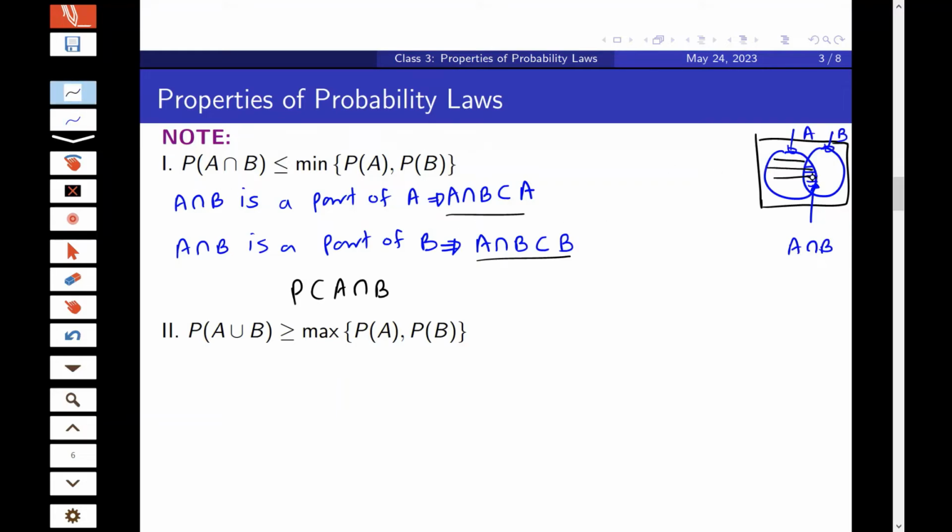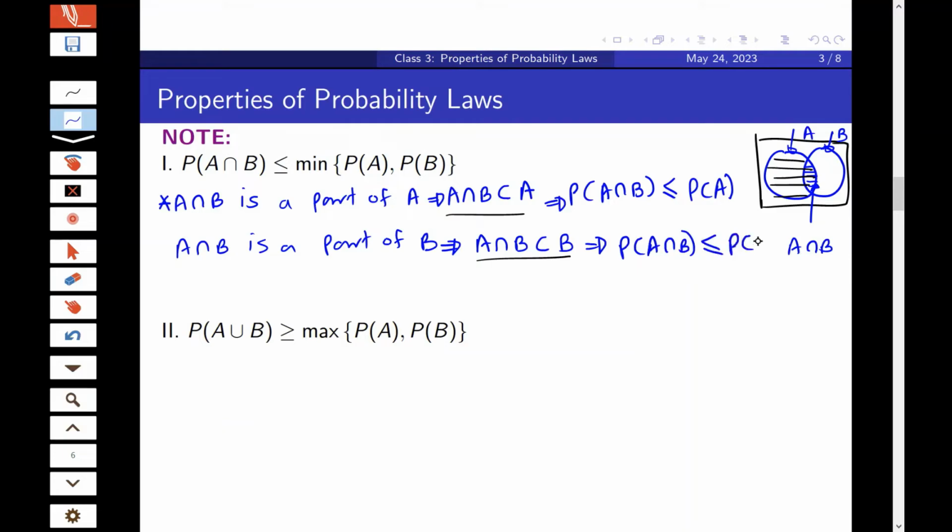And this is A. Okay, so I only draw for A. Okay, so from the first point, using the previous property, we can say the probability of A intersection B is less than or equal to the probability of A. And from this one, we can say the probability of A intersection B is less than or equal to the probability of B.